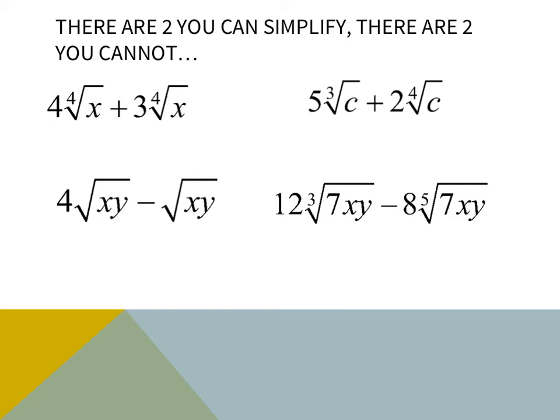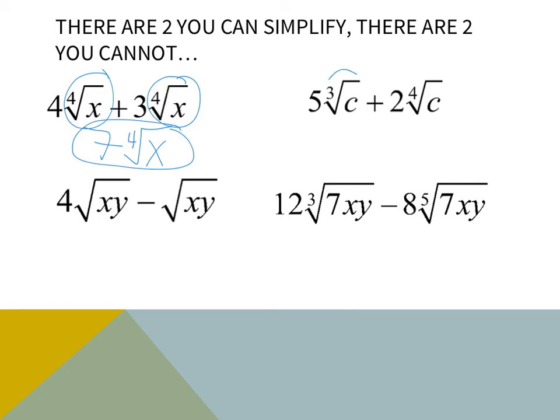Alrighty. So this first one, we have fourth root of x and the fourth root of x. Notice how these two parts are the same. That means we can combine like terms and we get 7 fourth root of x. So 7 times the fourth root of x, because 4 plus 3 is 7. Donezo!